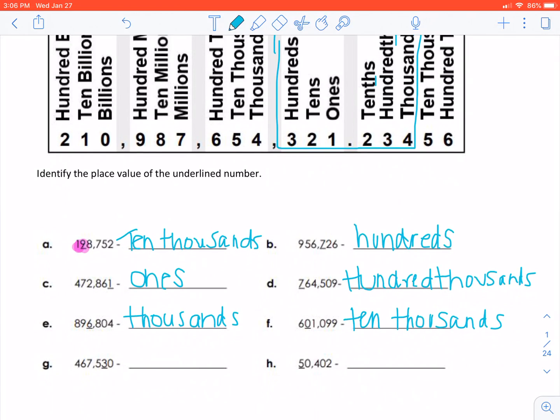Couple more here. We have the second one, that would be your tens place. And then the fifth one, that would be your 10 thousandths.